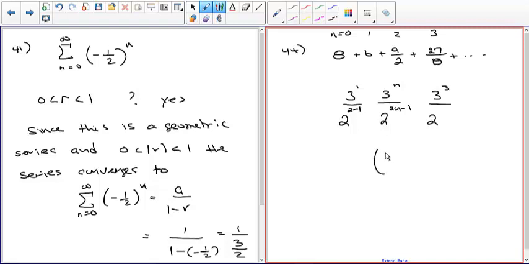Let's look at it as a geometric series. Let's do it 3 over 2 to some power of n, and then multiply it by some constant. So let's see how far we're off.